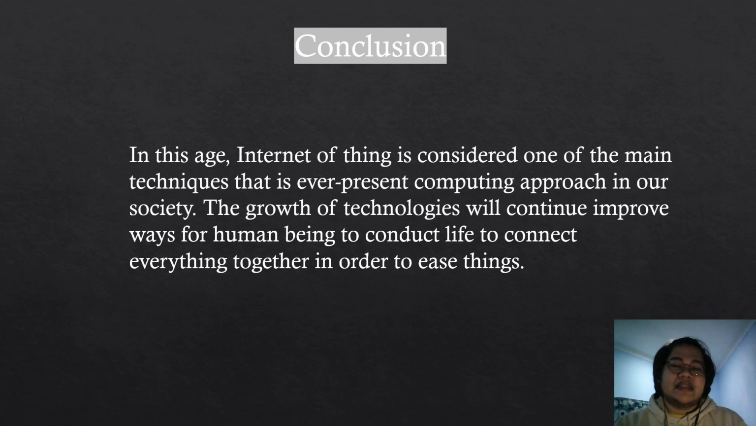So the conclusion: in this age, the Internet of Things is considered one of the main techniques of the ever-present computing approach in our society. The growth of technology will continue to improve the way for human beings to conduct life, to connect everything together in order to ease things. As technology progresses, it is important to keep pace with the advancement to gain more out of the system for the benefit of the organization and society.